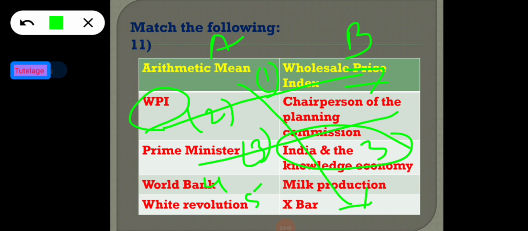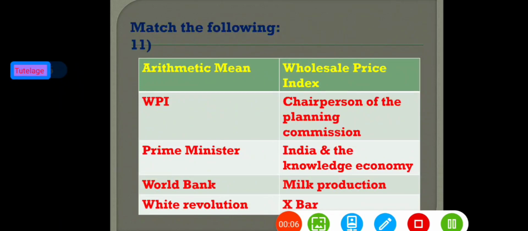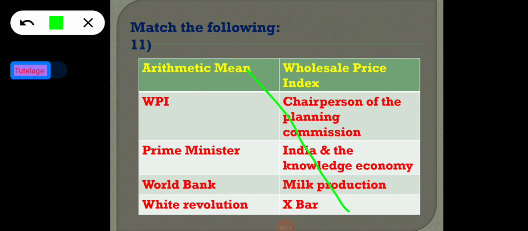So what do you know by white revolution? The huge amount of milk production basically indicates the white revolution in the economy. Okay, so I think this is clear. So here this is the answer for this question. Again, arithmetic mean is related to the x bar, WPI is related to the wholesale price index. Prime Minister is related to the chairperson.